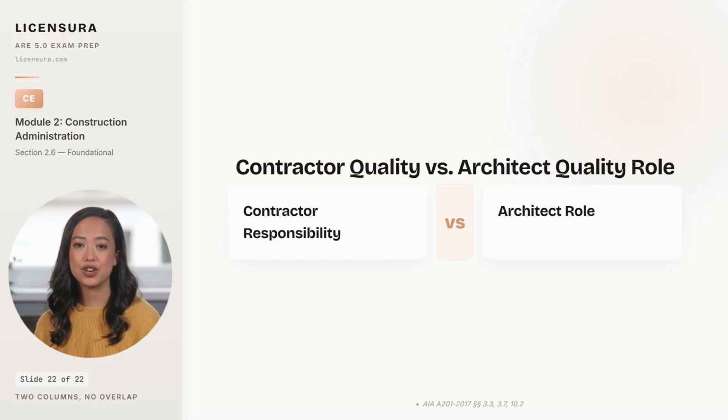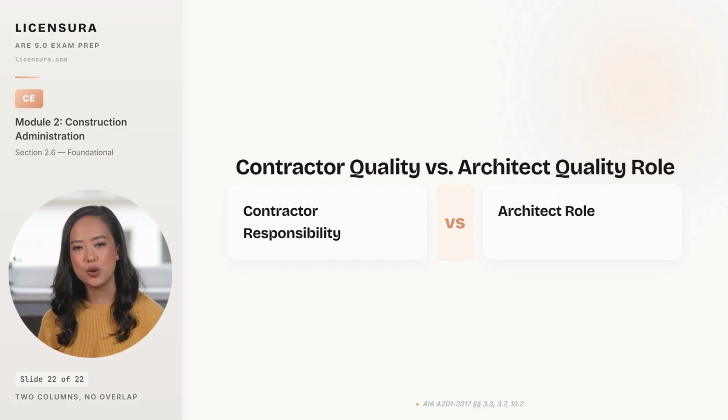Side by side, the 2 columns do not overlap. The contractor supervises and directs the work using qualified personnel. The architect does not. The contractor ensures the work conforms to the contract documents. The architect's role is to observe whether it does, not to ensure that it does.